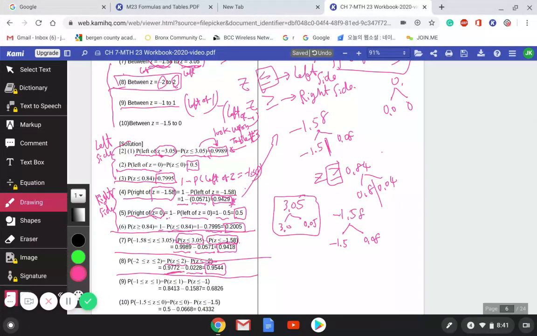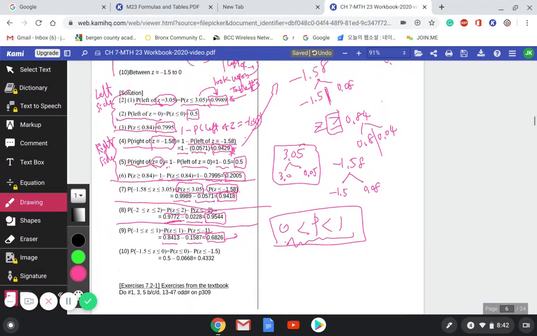And number 9, again, left of 1 minus left of negative 1, which is 0.8413 minus 0.1587. So you end up with that as the final probability. They are all probabilities, so a probability has to always be between 0 and 1. Don't forget that. If you get some number bigger than 1 or less than 0 as a final probability, then something is wrong. It always has to be between 0 and 1.